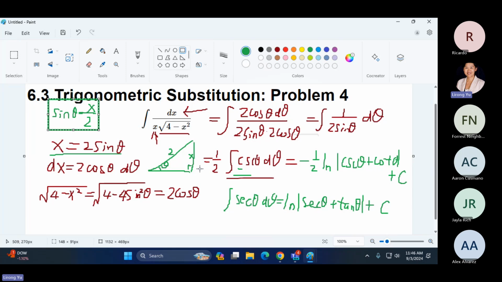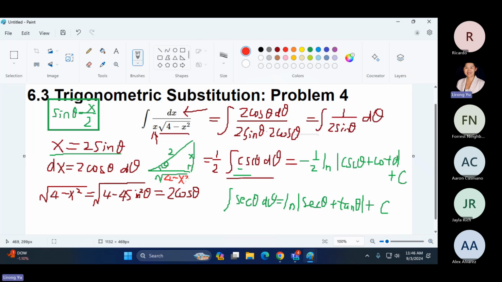We're trying to use that triangle to represent all 6 trig values. Having one trig value causes all the other trig values to be represented in the triangle. I have x and 2 on that side. The adjacent side is going to be root of 4 minus x squared. So you would write down root of 4 minus x squared.